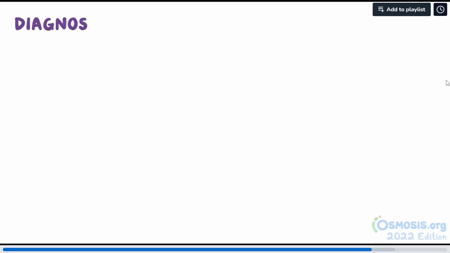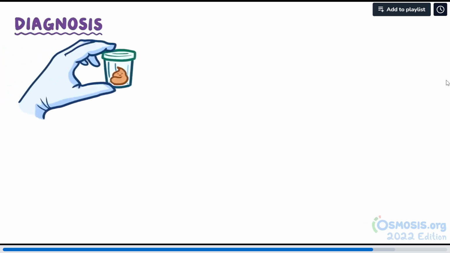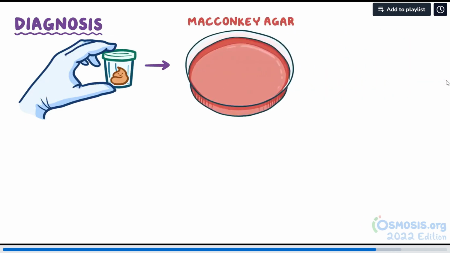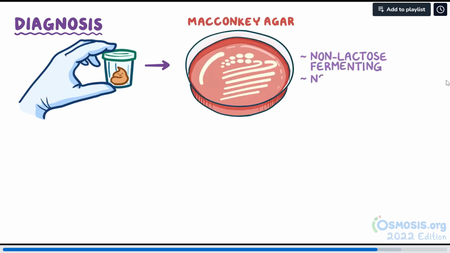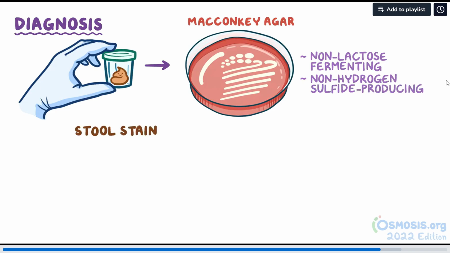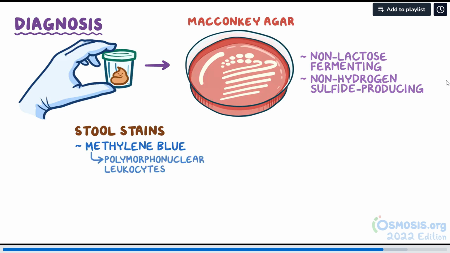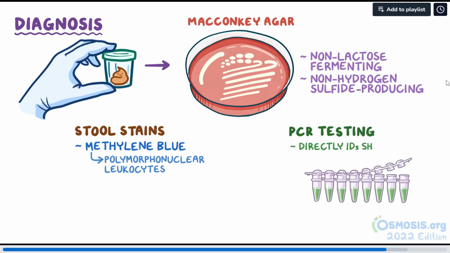A definitive diagnosis of shigellosis can be made with a fecal sample cultured on selective media like MacConkey agar, where again white, non-lactose fermenting, non-hydrogen sulfide producing colonies of Shigella form. Stool stains with methylene blue might also show polymorphonuclear leukocytes. Polymerase chain reaction, or PCR testing, which directly identifies Shigella DNA, can also be done.